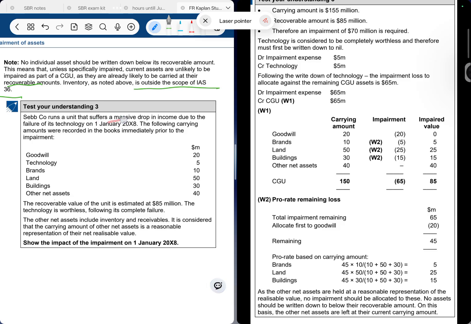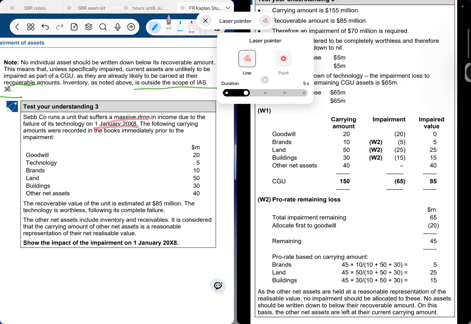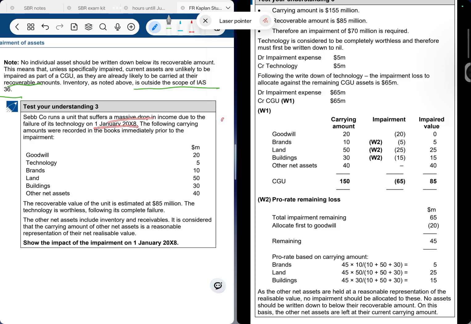STEPCO runs a unit that suffers a massive drop in the income due to the failure of its technology on 1st January 2018. And the following carrying amounts were recorded in the books immediately prior to the impairment. You have your goodwill, technology, brands, land, building, other net assets. So, the recoverable value of the unit is estimated at 85 million.